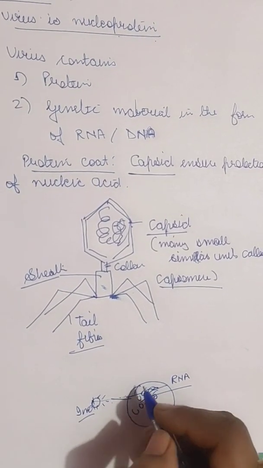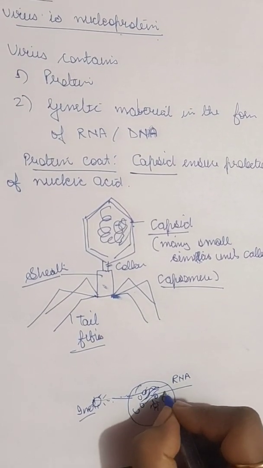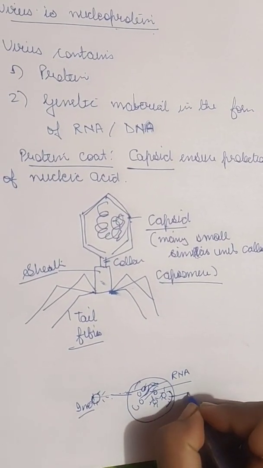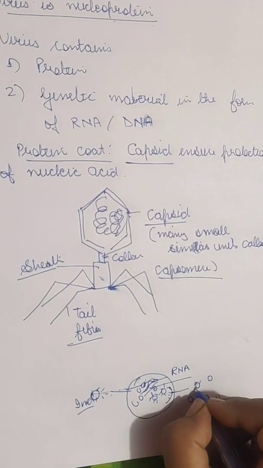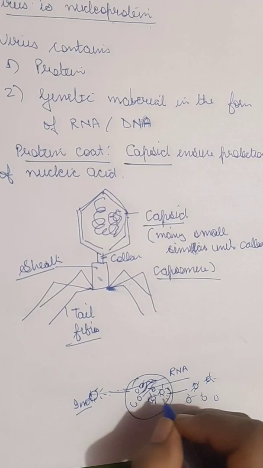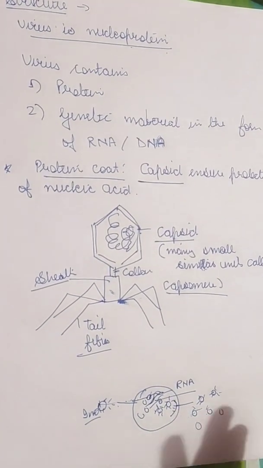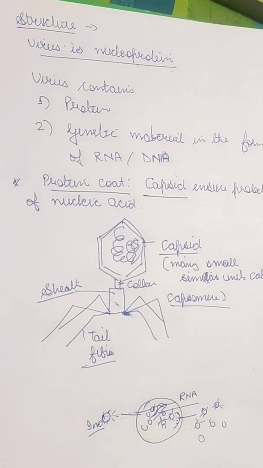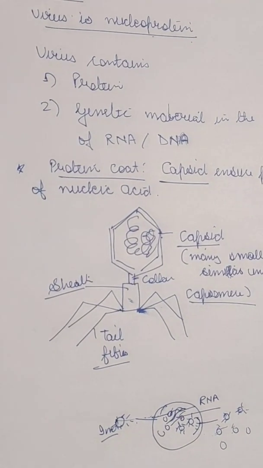It releases its RNA and starts reproducing, mutating and multiplying. So if one virus enters, it will produce so many viruses in the cell that the cell will be destroyed. Then those will again produce so many viruses. So this is how it reproduces. It will mutate and multiply its number by just releasing its own RNA.